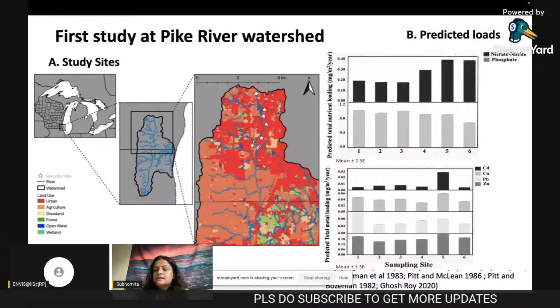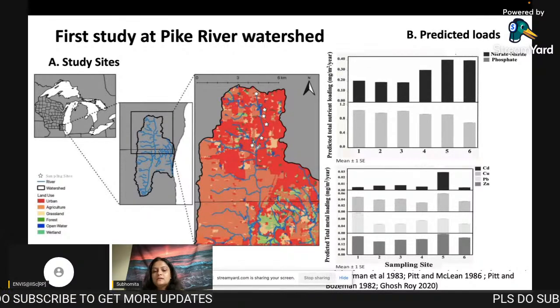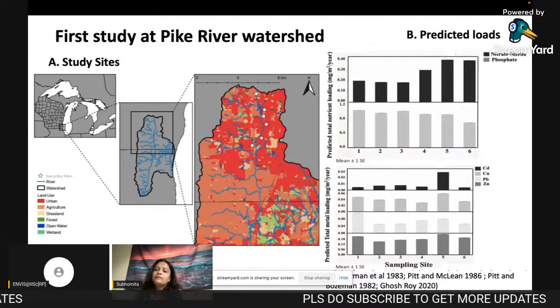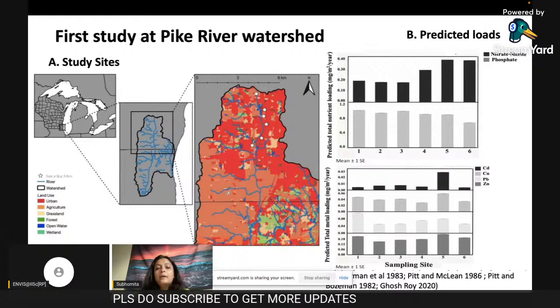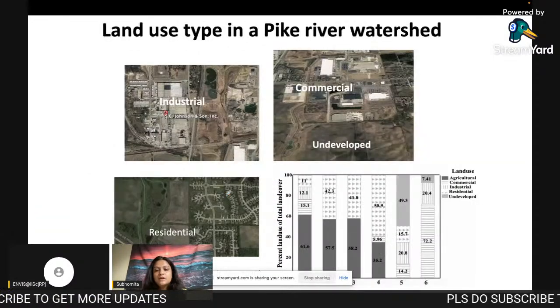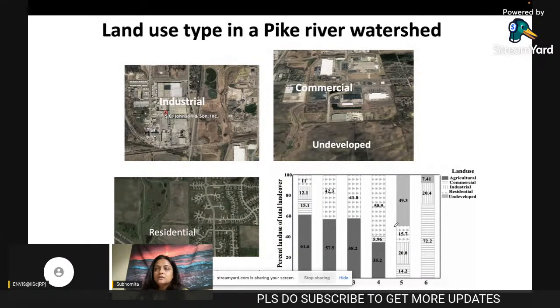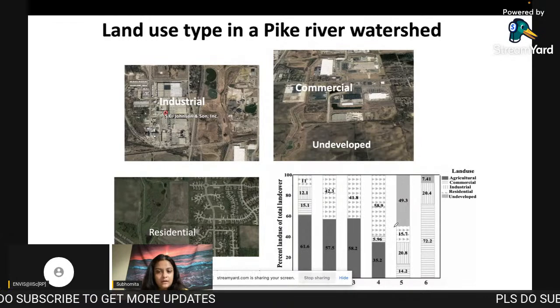So after these sites were chosen, the next thing that I did: there was no reference point in these wetland sites. We did not have any idea how much pollutant is being generated in this watershed. But I could calculate the area using data from SWRPC, which is the Southeastern Wisconsin Regional Planning Commission. So using their data, I was able to know the percentage of land use and area.